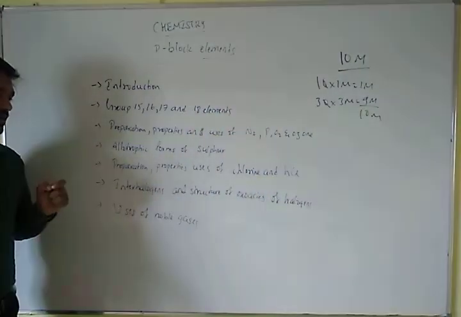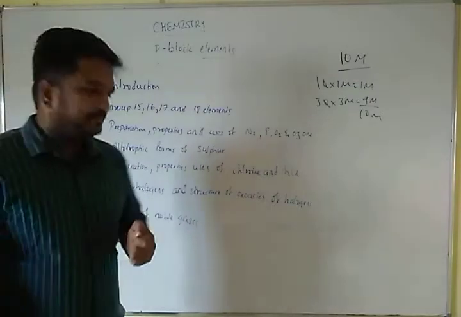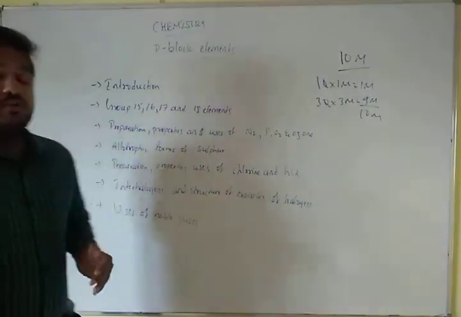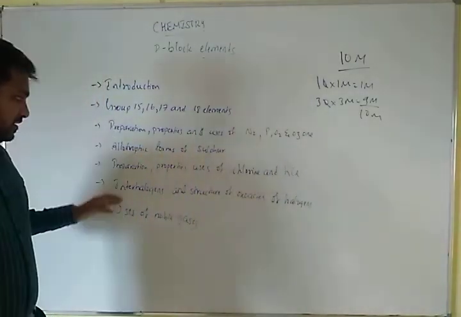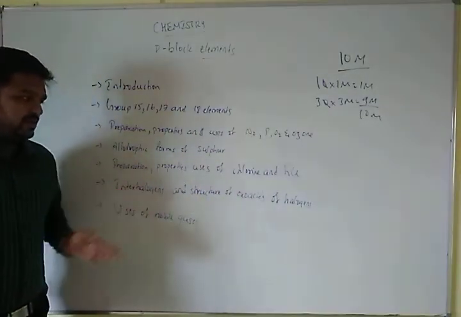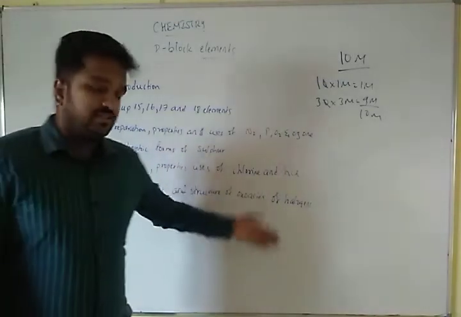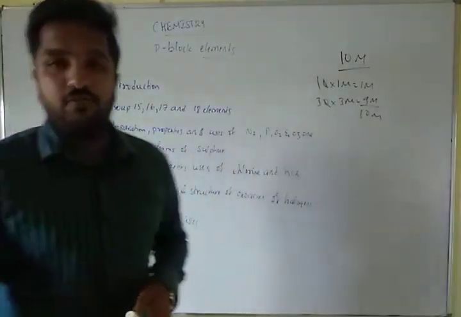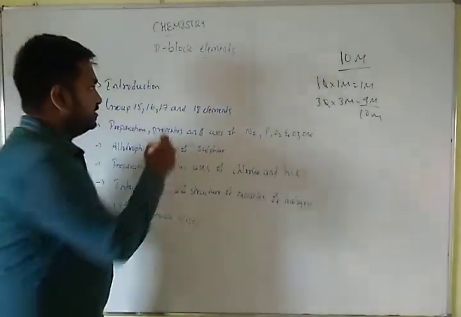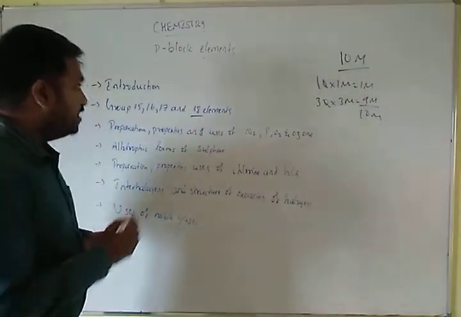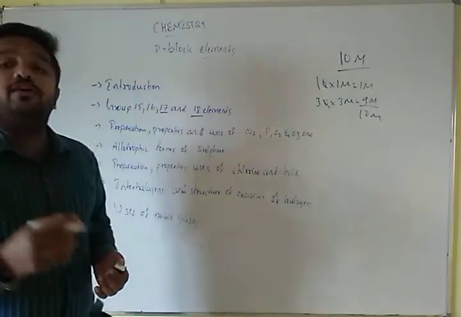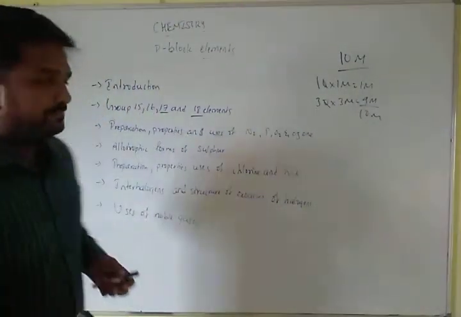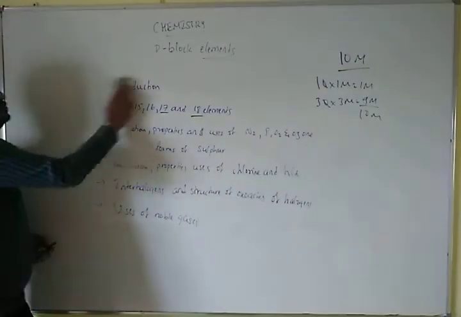And later we'll be talking about the allotropic forms of sulfur. And then we'll be talking about the preparation, properties and uses of chlorine and hydrochloric acid. Clear? And we have halogens and the structure of oxoacids of halogens itself. And finally, we will end up with the uses of noble gases, that means the 18 group elements. Clear? Group 17 elements are known as halogens, and group 18 elements are known as noble gases. Now let us take the introduction to P block elements.